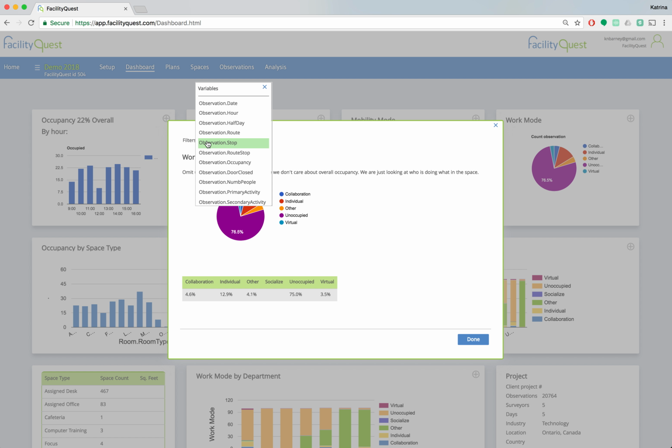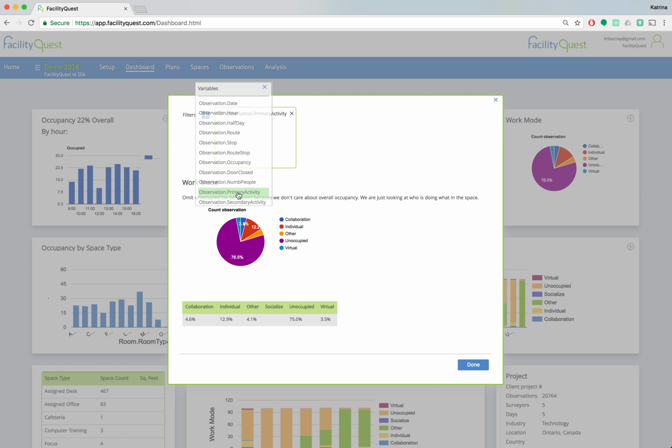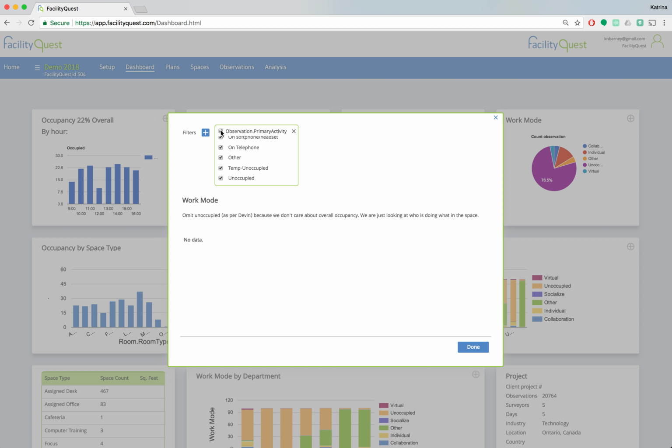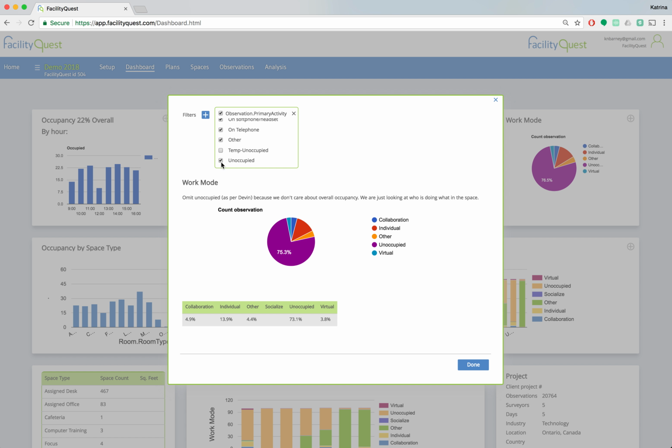Now what I'm going to do here is, since we know that in this organization or for this project we had quite a high occupancy, I'm going to go ahead and just filter out when no activities were being observed, since I'm more interested in understanding what was happening when there was activity.